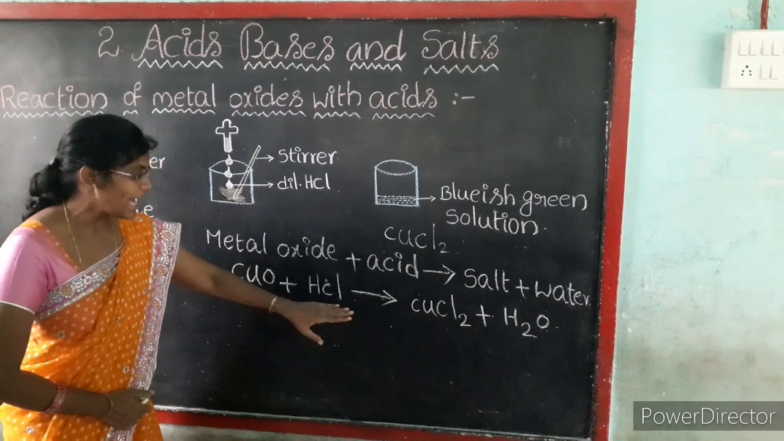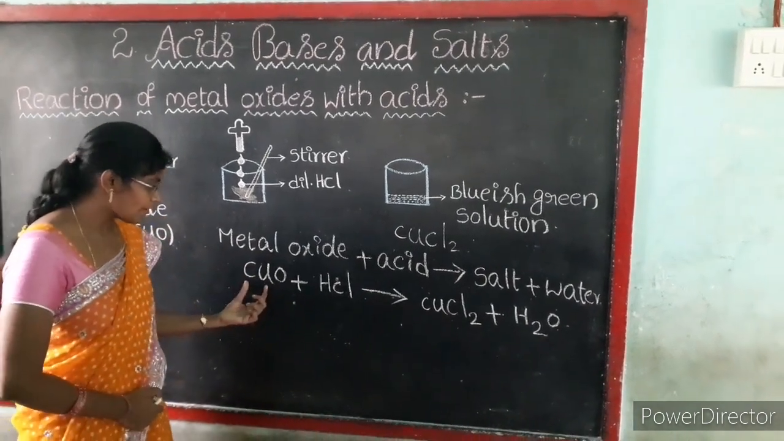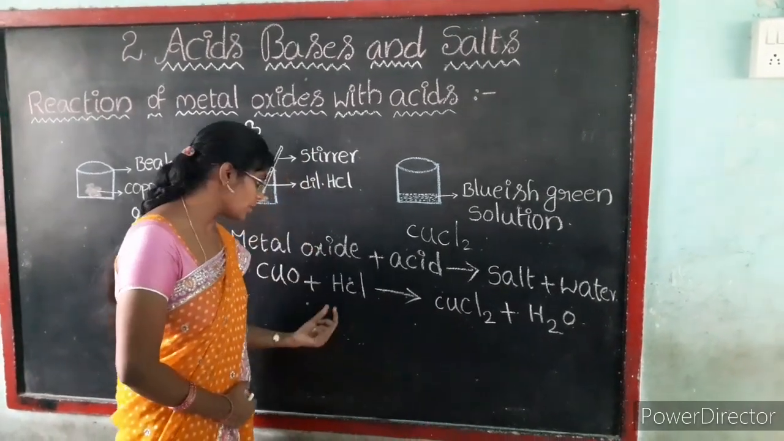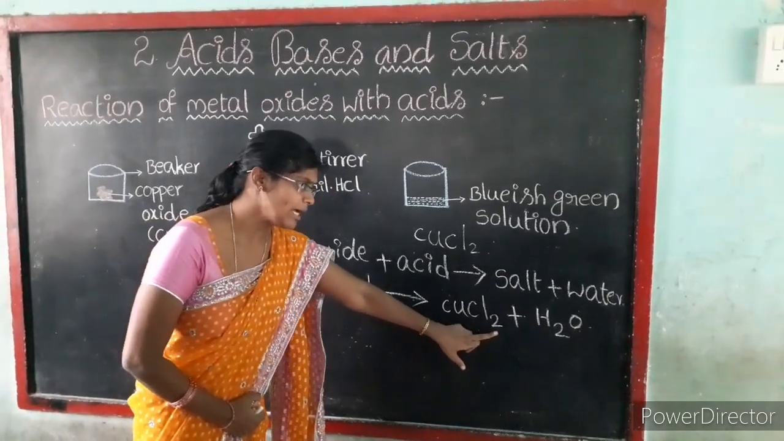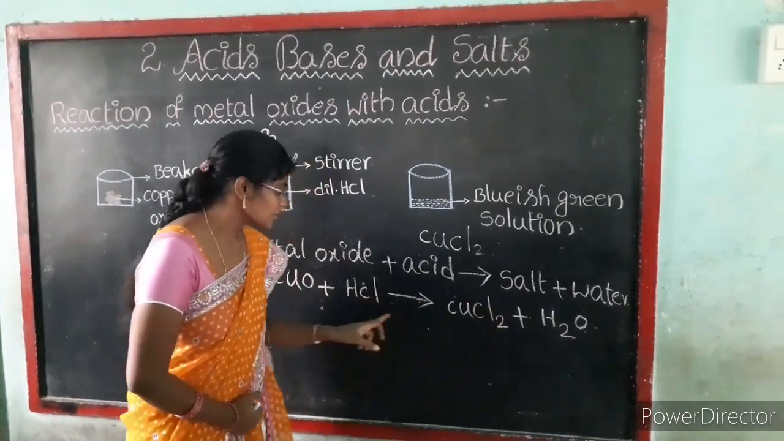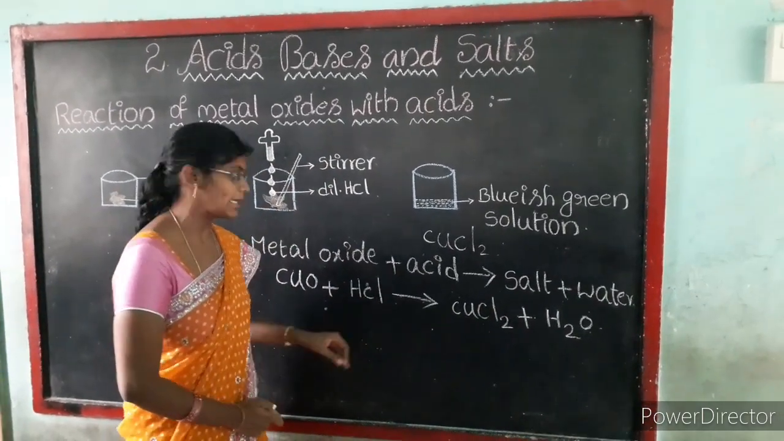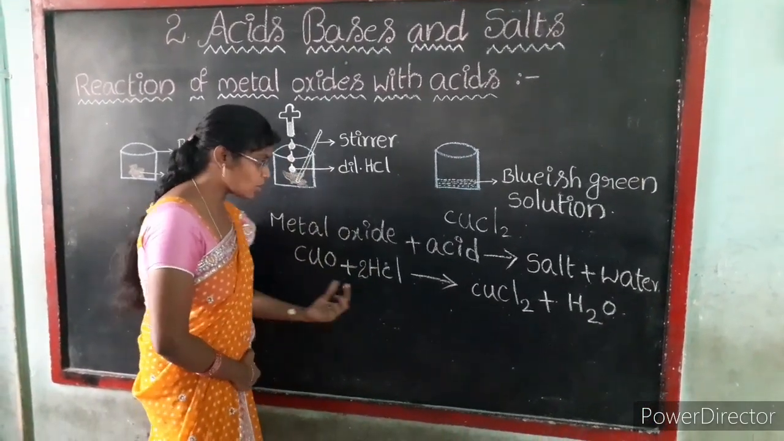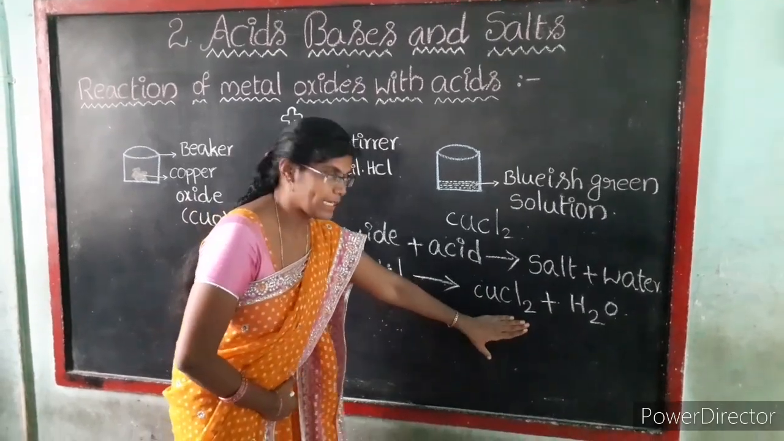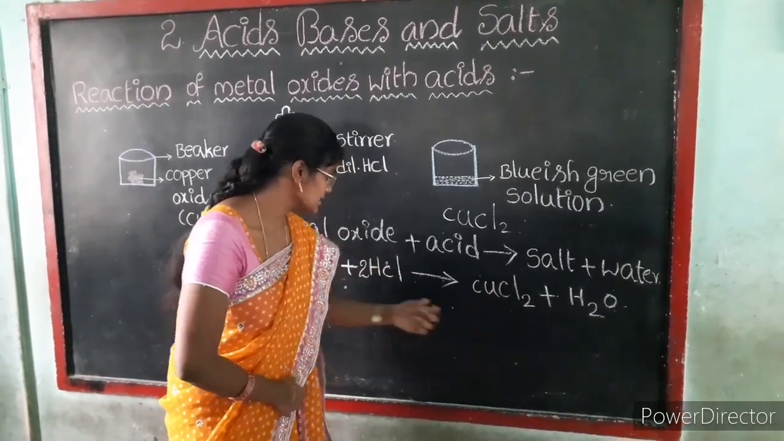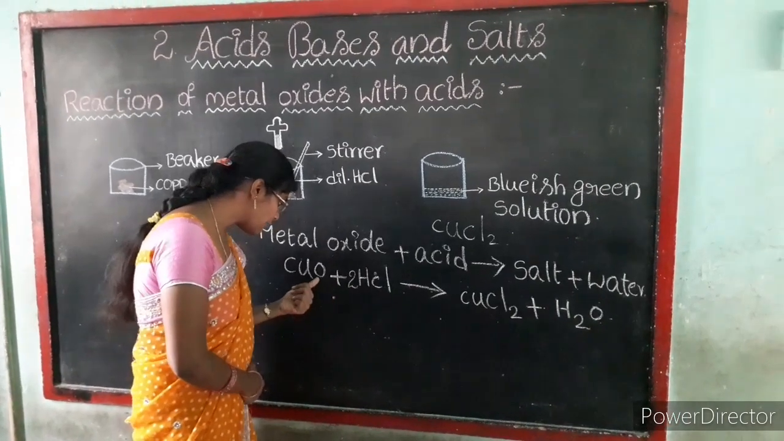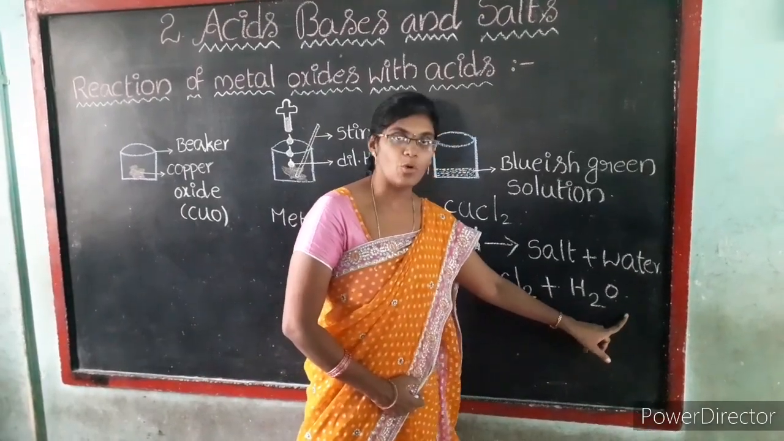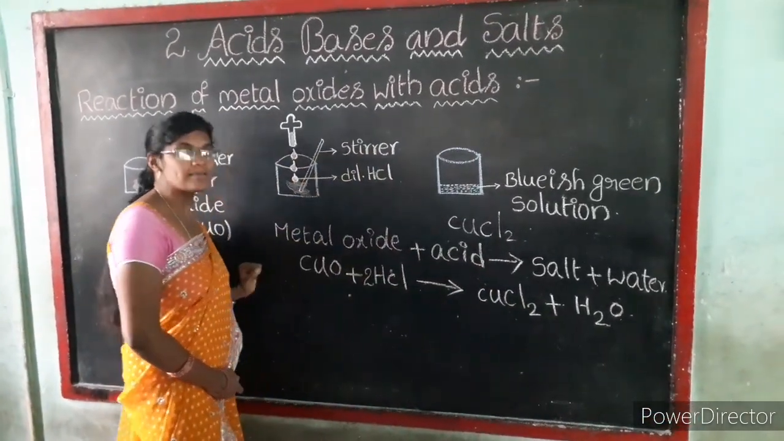So now balance this equation, children. Copper, it contains one atom of copper, and here also we have one atom of copper. Okay. Next, here we have two chlorine atoms. So here only one chlorine atom we have. So add 2 before HCl. Now one copper and 2 chlorine atoms. This is balanced. Next, 2 hydrogen atoms and 1 oxygen atom together form 1 water molecule. So now the equation is balanced.